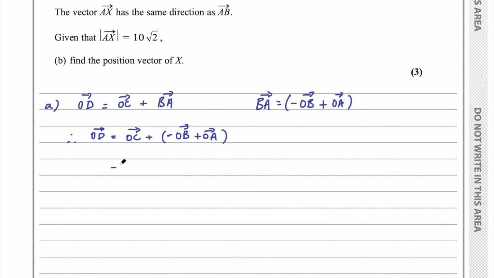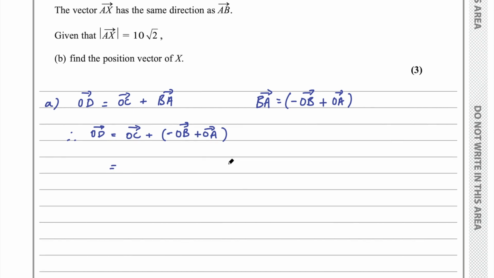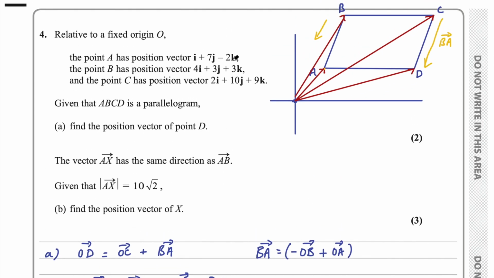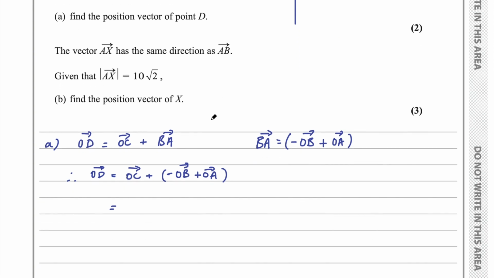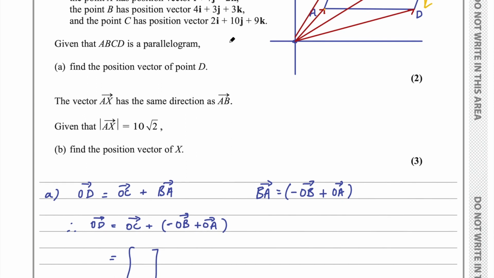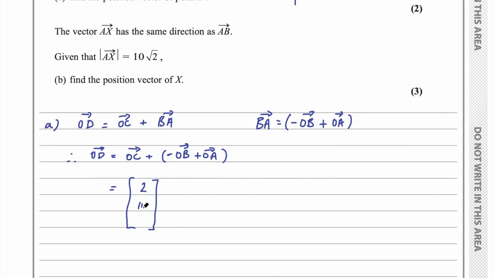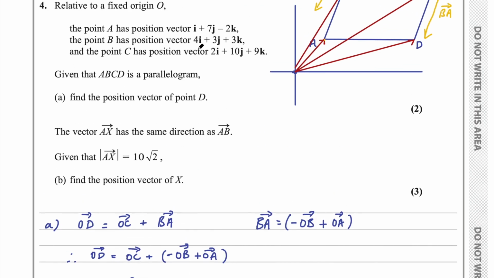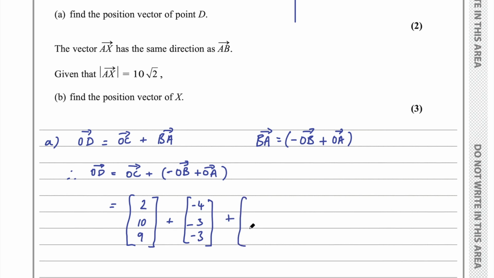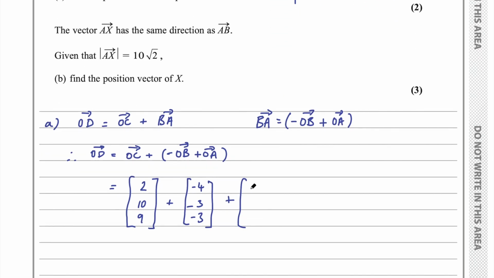Okay, now we have these already given to us. I might do this in column vector form. So to write these as column vectors, we just take the coefficients of i, j, and k and write them as a column vector. So we've got the vector OC, which is (2, 10, 9), plus the negative of OB. Now OB was (4, 3, 3), so they are all negatives: (-4, -3, -3), plus OA, and A was (1, 7, -2).